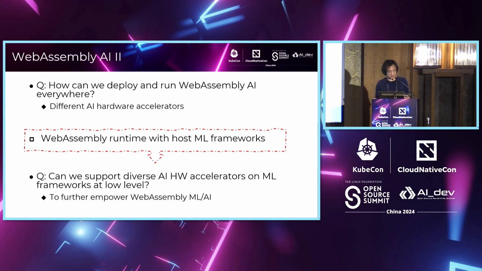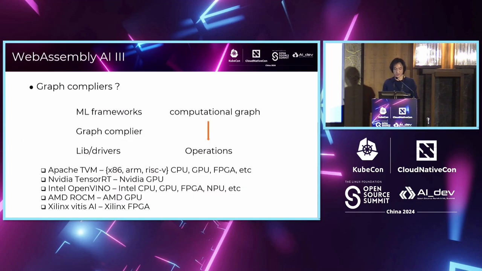Okay, so this question comes out: can we support diverse AI hardware accelerators on machine learning frameworks at a low level? My answer is yes. So I'm going to leverage a graph compiler to make this happen. The graph compiler sits between the machine learning frameworks and the low-level device driver and library. The purpose of a graph compiler is to optimize the processing of the forward and backward pass over the computation graph.